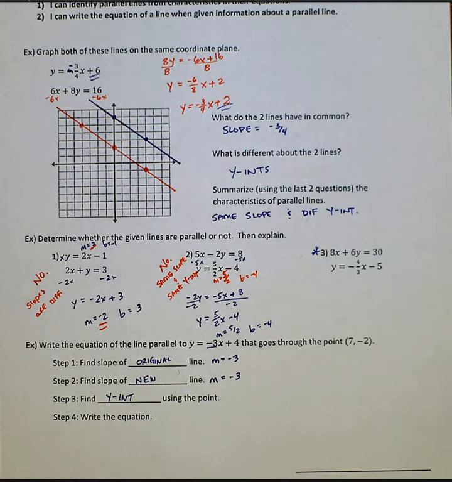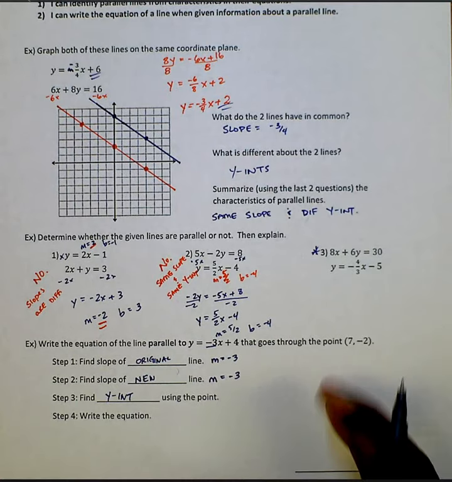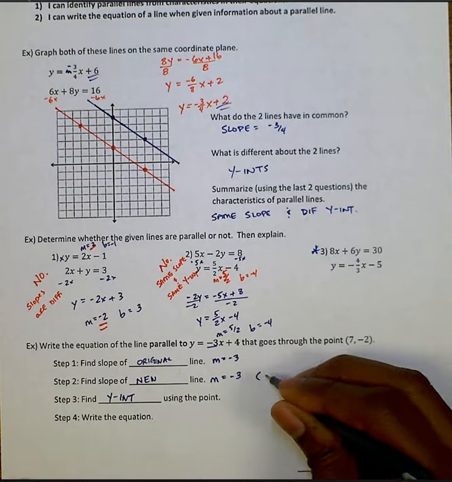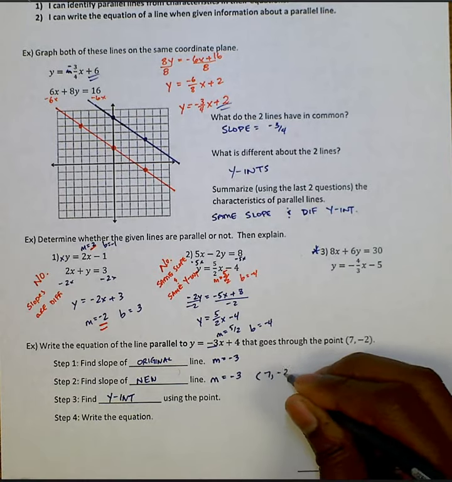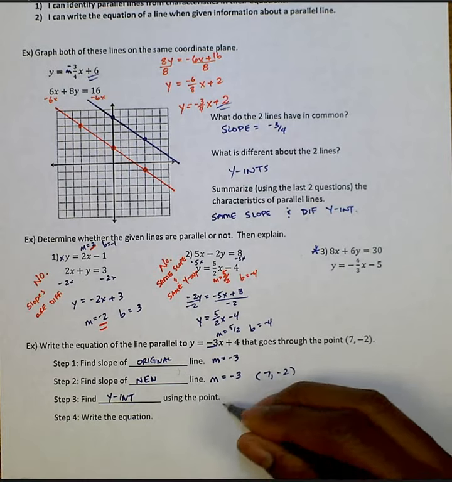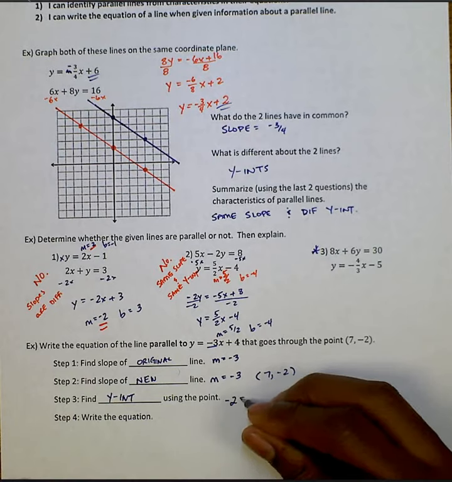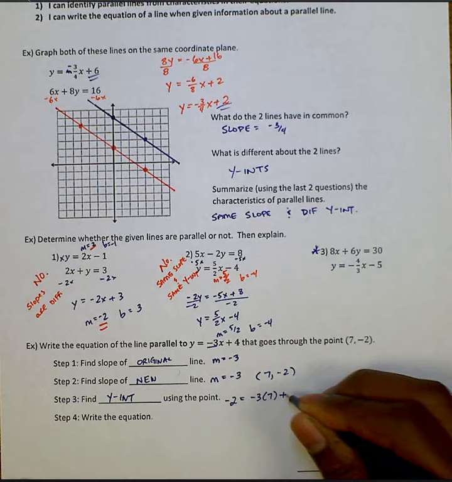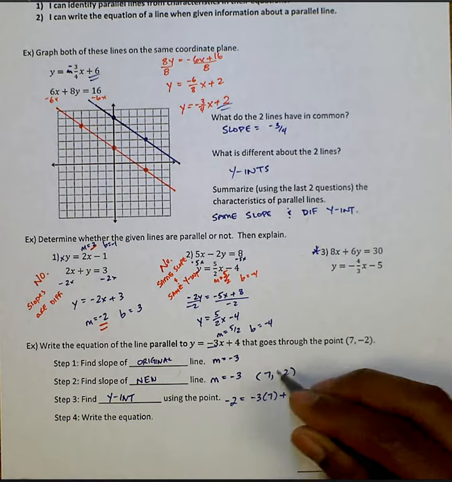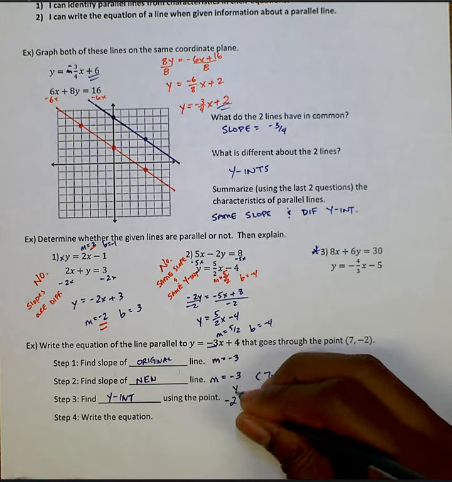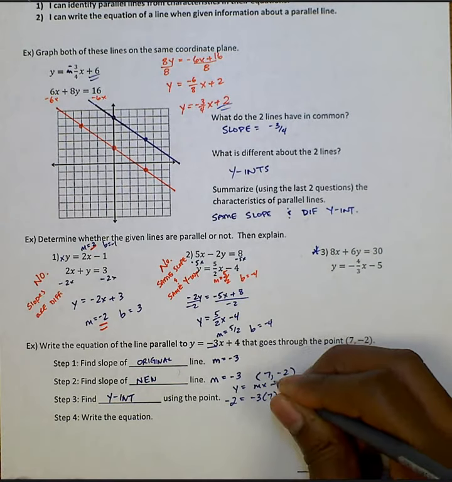And now we're going to find the y-intercept using the point. So, I know that my slope is negative 3. I know that my point is 7, negative 2. So now I'm going to plug it into slope-intercept form. Negative 2 for y, negative 3 times 7 plus b. So I plug 7 in for x. I plug negative 2 in for y. Remember, that all comes from the slope-intercept form equation.